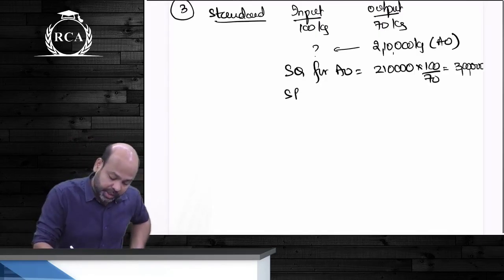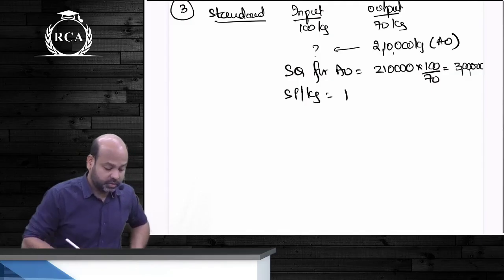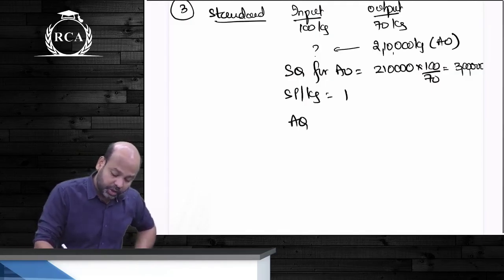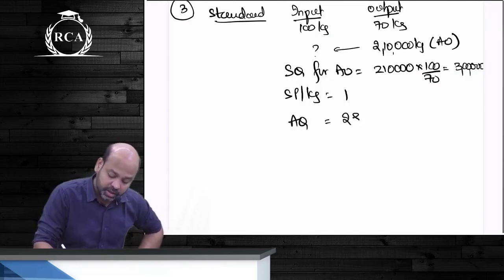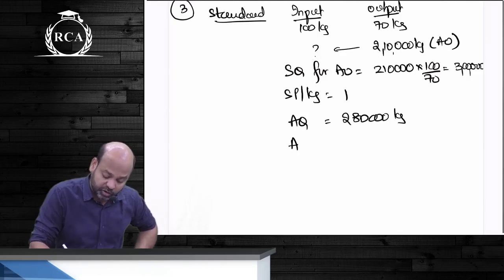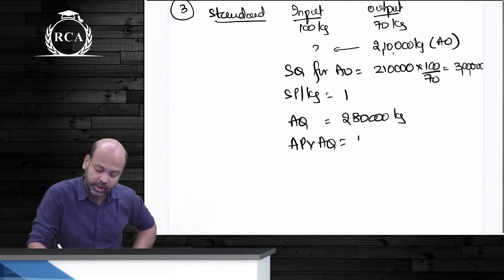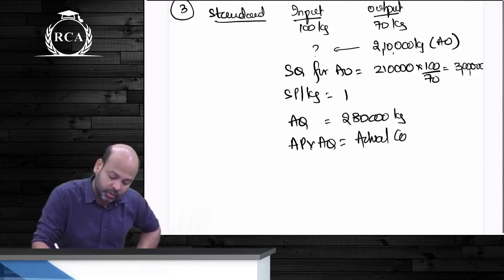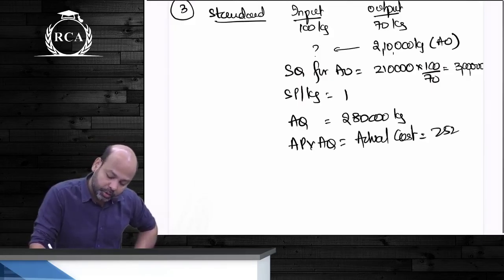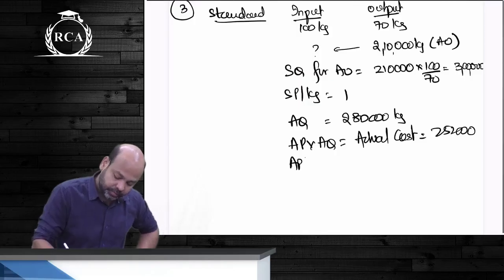Standard price per kg is already given in the question. Is actual quantity used already given? How much? 2,80,000 kgs. Did they give us cost of materials? That will be actual price into actual quantity. This is the actual cost, beta. How much is that? 2 lakh. Can you compute actual price using this? 0.9.